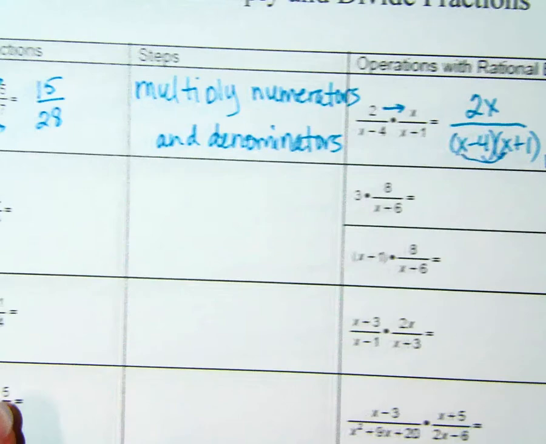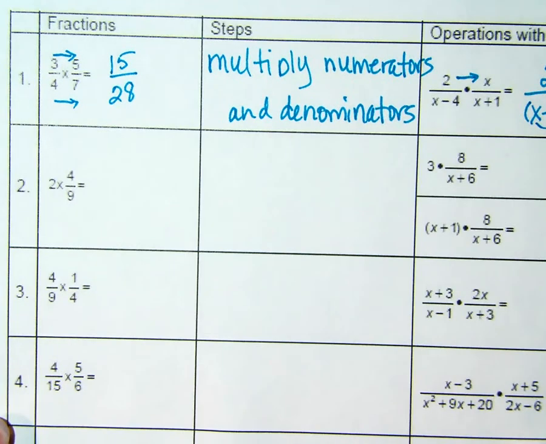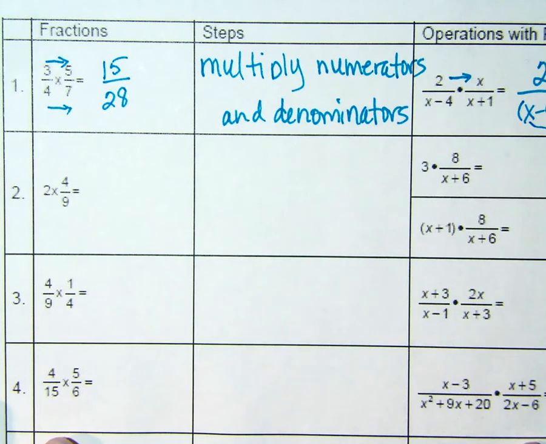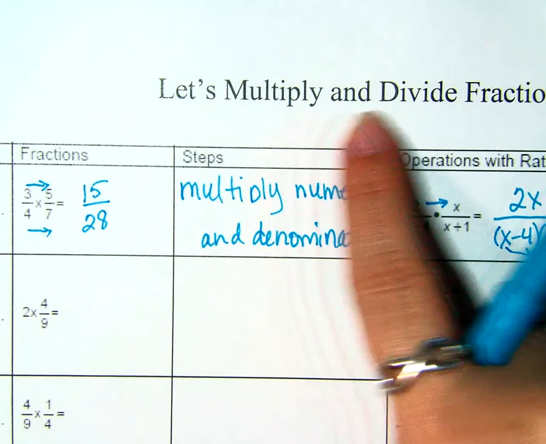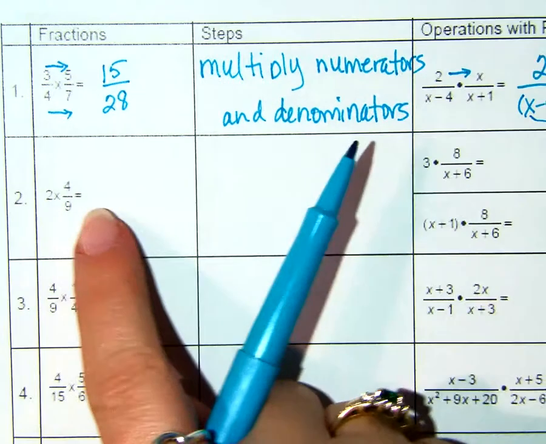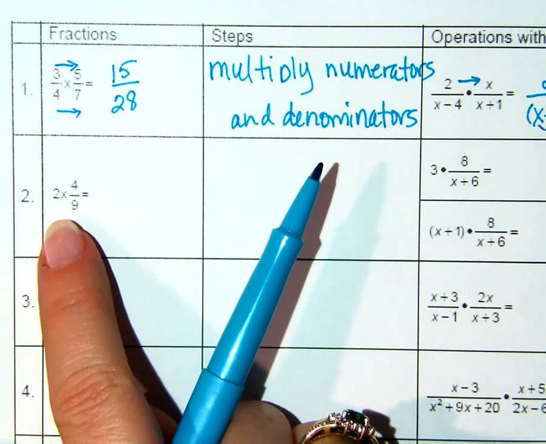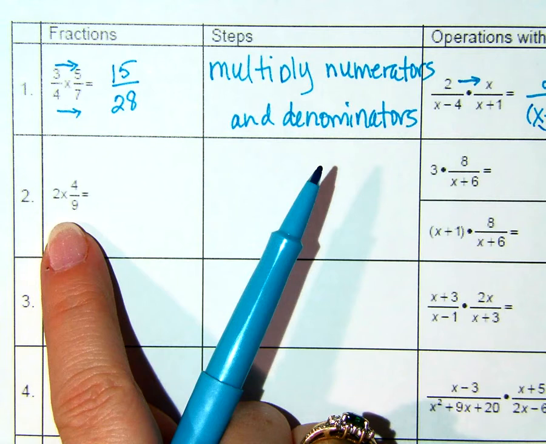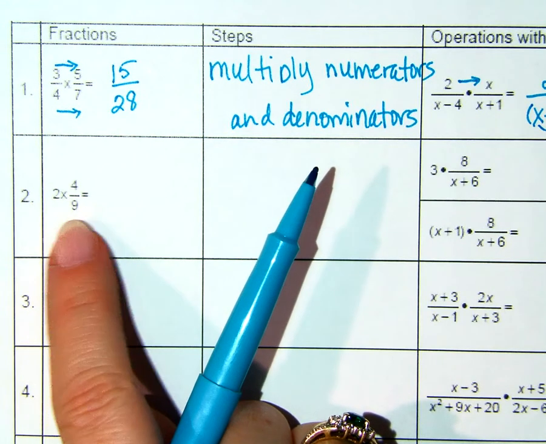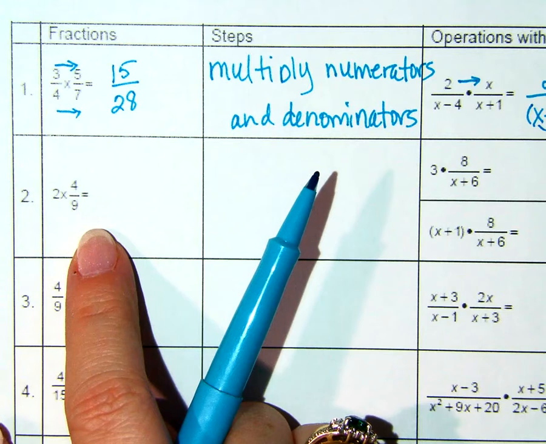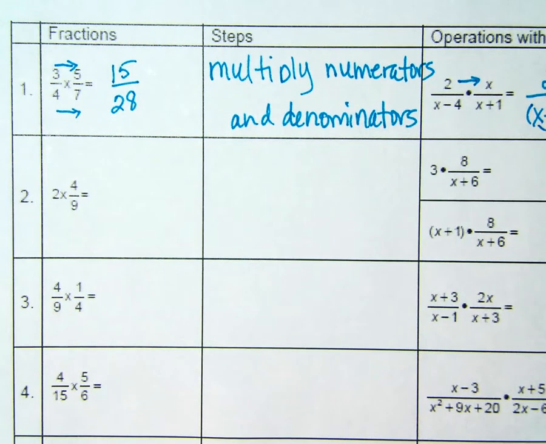Next example. Just so we're clear, we are talking about multiplying and dividing, right? Because that's what the title of the worksheet is. So what does this say? Thank you. This doesn't say 2x 4 over 9. It says 2 times 4 over 9. Fair enough? Okay. How do I do this one?